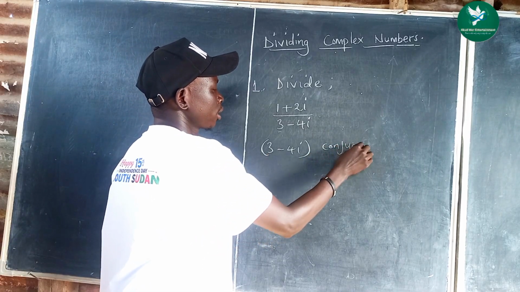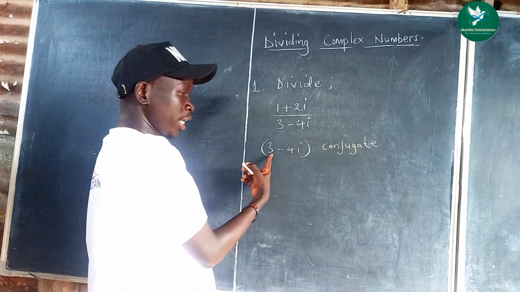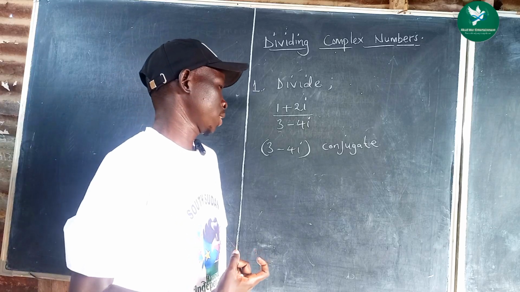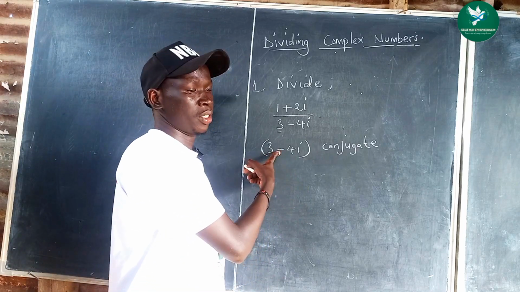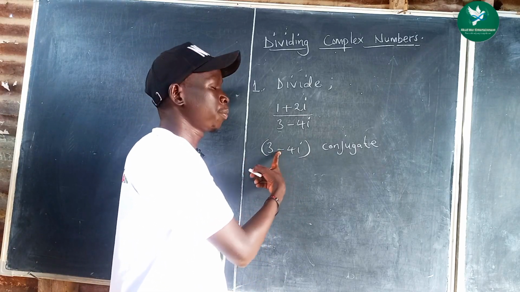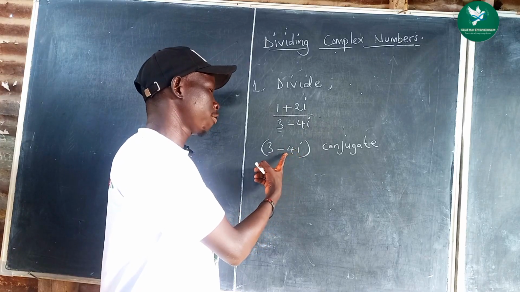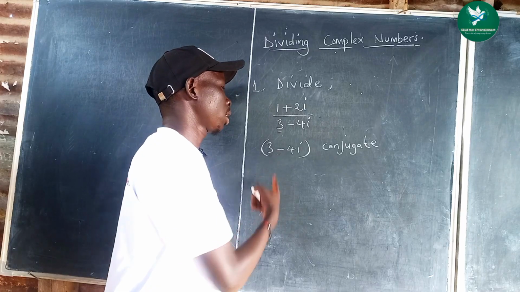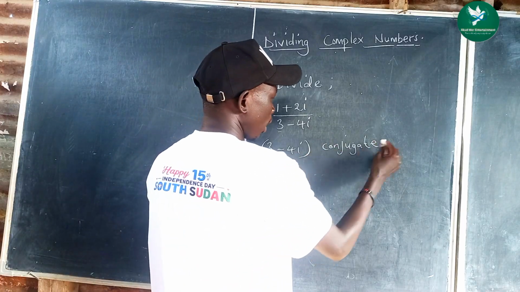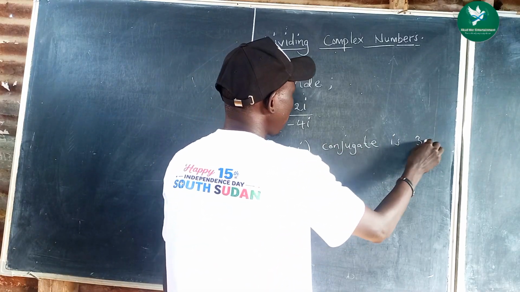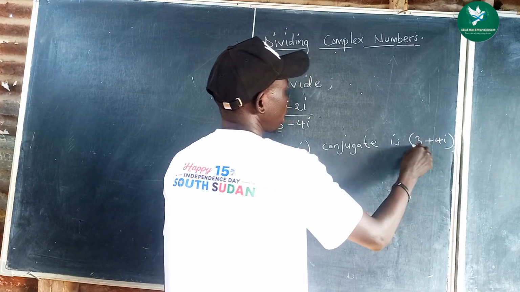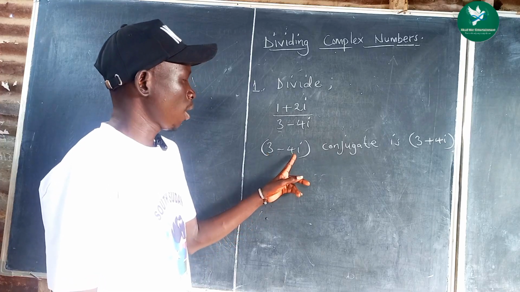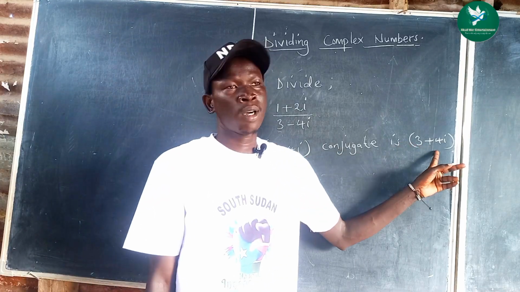We need to get the conjugate of this, the conjugate of 3 minus 4i. Simply, for the conjugate of 3 minus 4i, we only change the sign of the imaginary part. Therefore, if the sign is negative, the sign will change to positive. The conjugate of this one is 3 plus 4i. 3 minus 4i, the conjugate is 3 plus 4i.